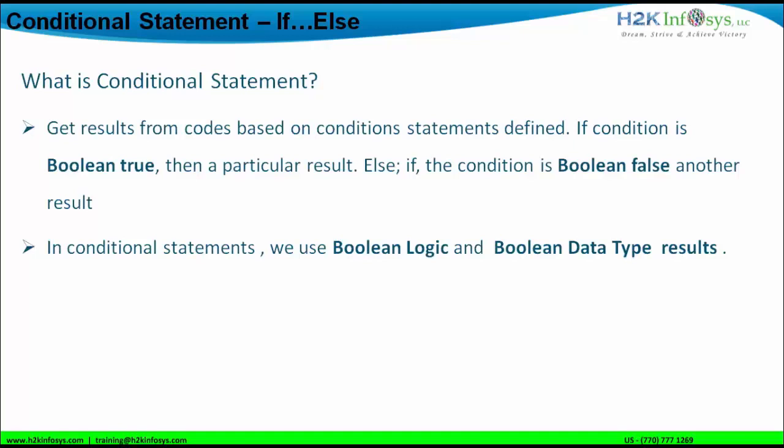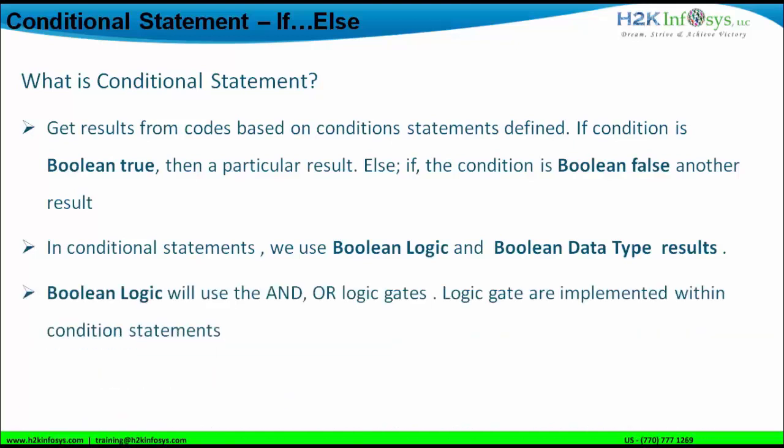So two things are very much used in conditional statements: the usage of boolean logic, which is nothing but the and or logic gates, and the usage of the boolean data type results. That means the condition will throw out a result that can be either true or false. Based on the true, a particular result will be thrown out. Based on the false, which is nothing but the boolean false, a particular result will be thrown out.